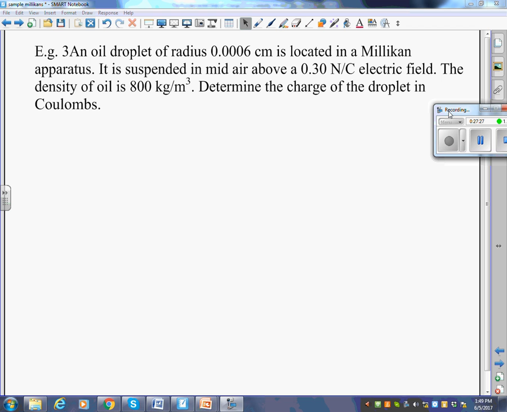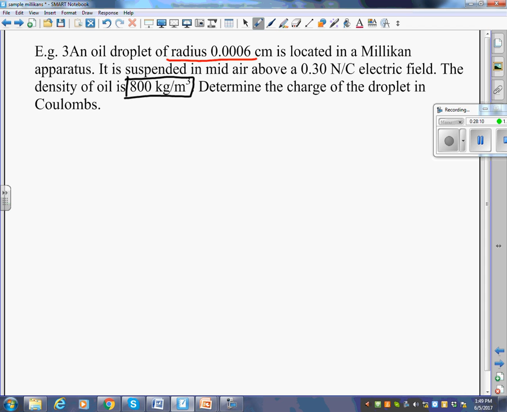Okay, so we have now an oil droplet of radius 0.0006 centimeters. Read carefully, slow down, double check, all important. Located in a Millikan apparatus, it is suspended in midair above a 0.3 newtons per coulomb electric field. The density of oil is 800. That is a number you should put on your cheat sheet right now. 800 kilograms per cubic meter. That is the number we will use on the test.